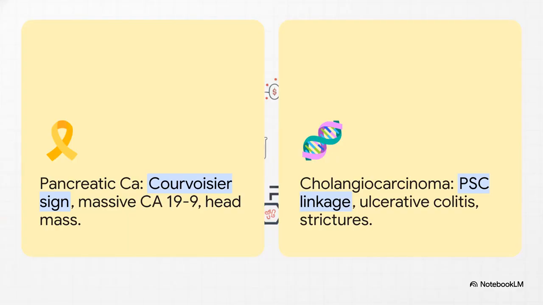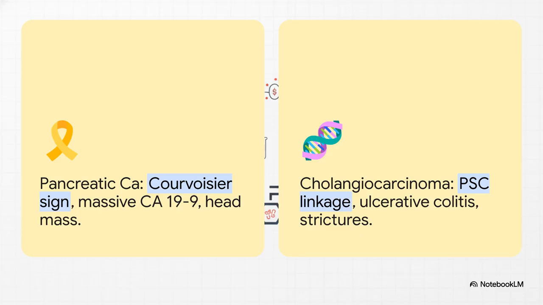Finally, we'll focus on oncologic differentiation in the biliary tree. Both pancreatic adenocarcinoma and cholangiocarcinoma can present identically, with painless jaundice, pruritus, and clay-colored stools. The separation relies entirely on clinical and anatomic markers. Pancreatic head tumors frequently present with a palpable, non-tender gallbladder, known as the Courvoisier sign, and massive elevations in CA 19-9. Cholangiocarcinoma, conversely, is heavily linked to primary sclerosing cholangitis and ulcerative colitis, localizing strictly to the biliary tree without pancreatic duct dilation.